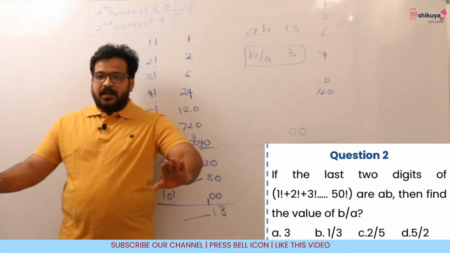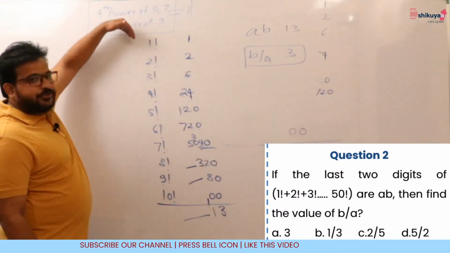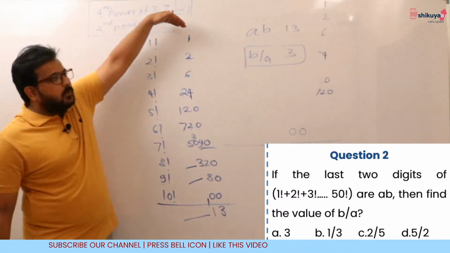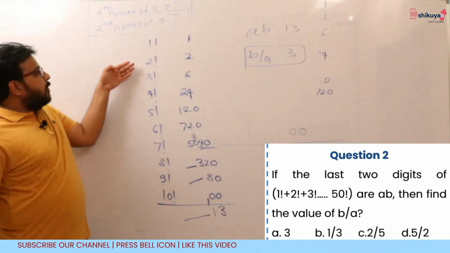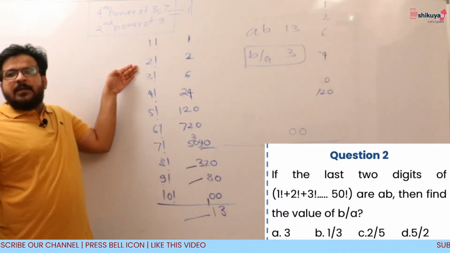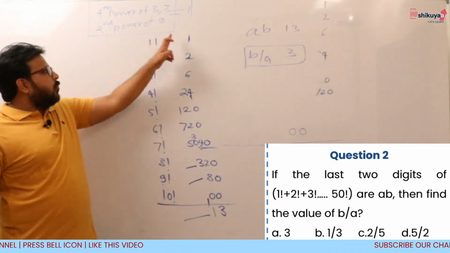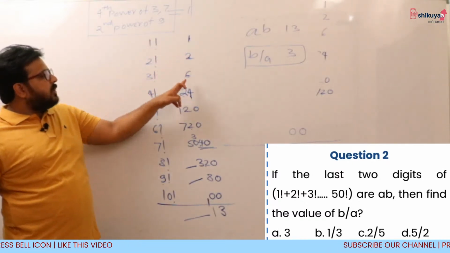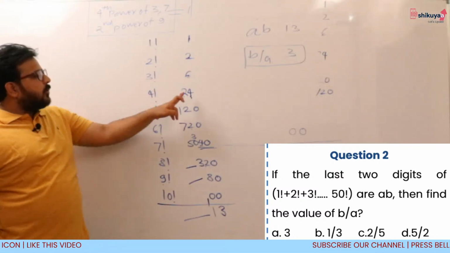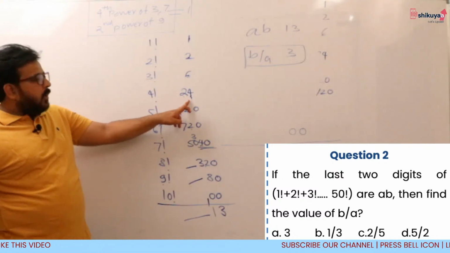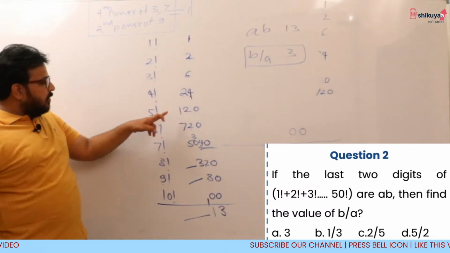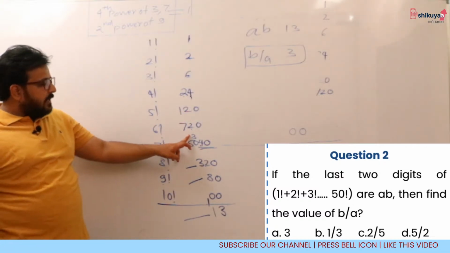Your problem is done. Now, you calculate these values. 1 factorial is 1. So, in order to calculate 2 factorial, just multiply the factorial number with the previous answer. 2 into 1 is 2. 3 factorial, 3 times 2 is 6. 4 factorial, 6 times 4 is 24. Correct? 24 times 5 is 120. 120 times 6 is 720.